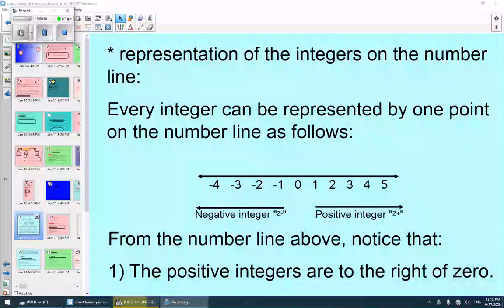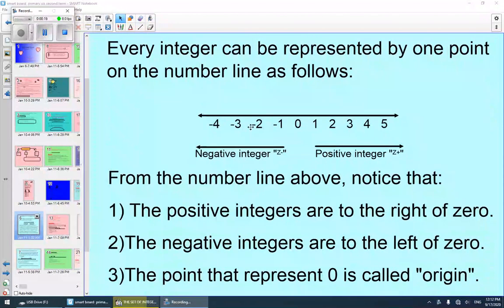Our lesson today is about the set of integers. We will learn how to represent integers on the number line. Every integer can be represented by one point on the number line as follows. Here, on the number line, 0 is in the middle, the positive numbers are on the right, positive integers Z positive, and the negative numbers are on the left, negative integers Z negative.